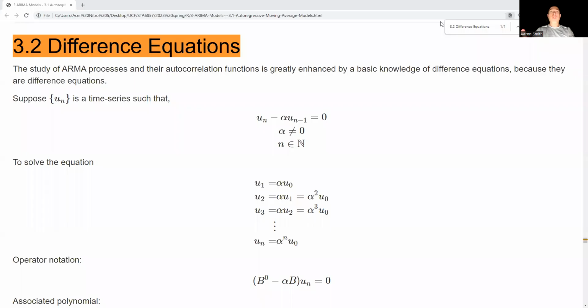Hi, in this video, we want to take a look at difference equations, specifically for the purpose of using difference equations to better understand time series. So our true goal is to understand time series better, and we're going to do that by using difference equations.